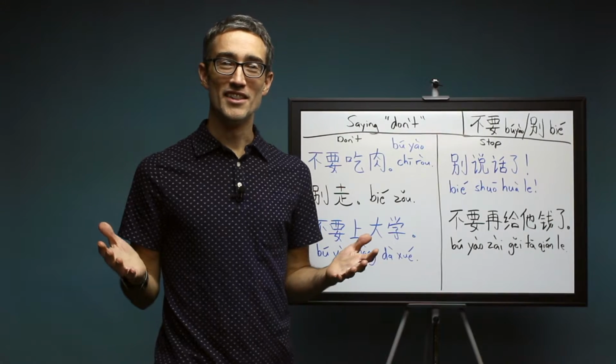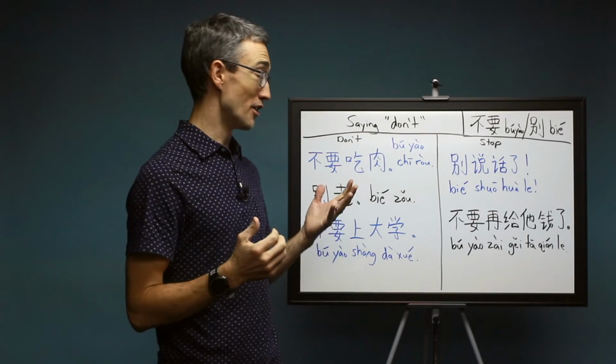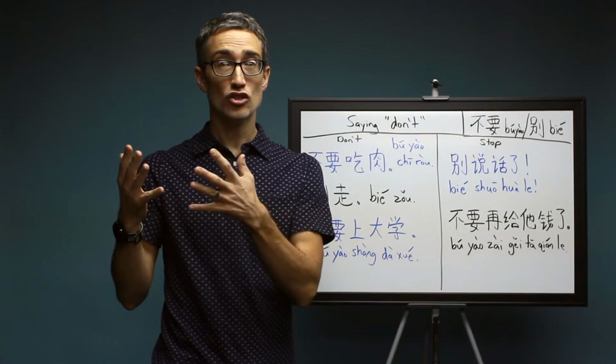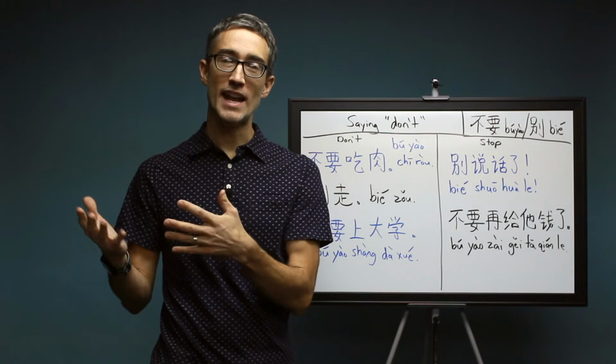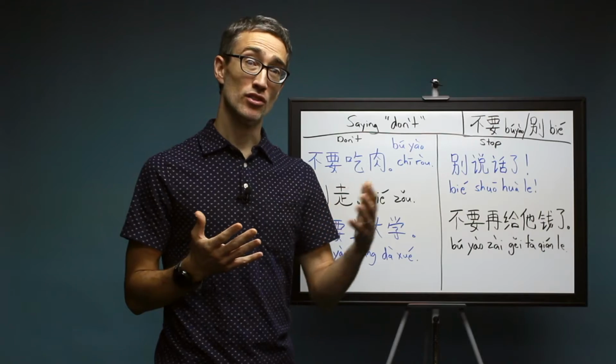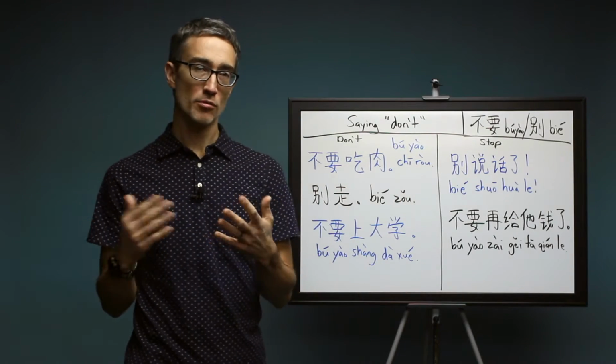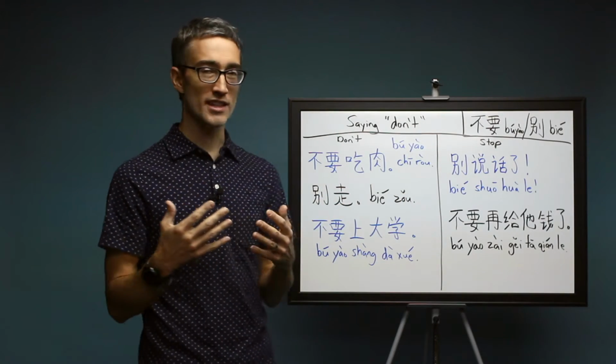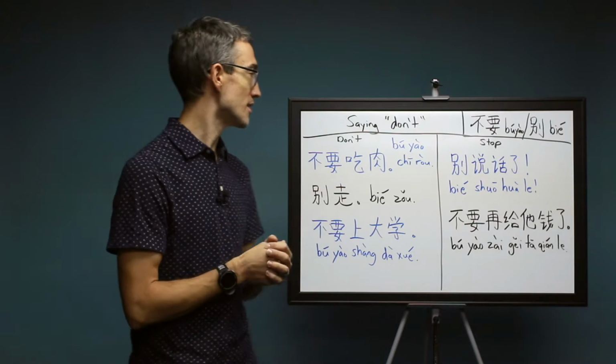Welcome back. In this video, we are going to talk about something very important: how to say don't do something, a negative command, or, in a related way, stop doing something. They're actually very similar. You'll see that the only difference is adding 了 to say stop doing something.